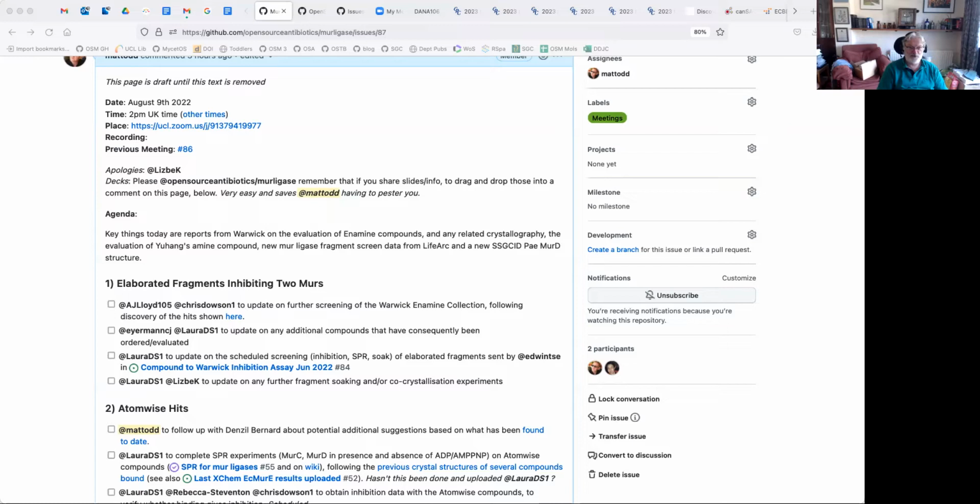I was going to say, if you want to improve the data set, then you need to make sure the assay is exactly the same, no matter where you get it done.